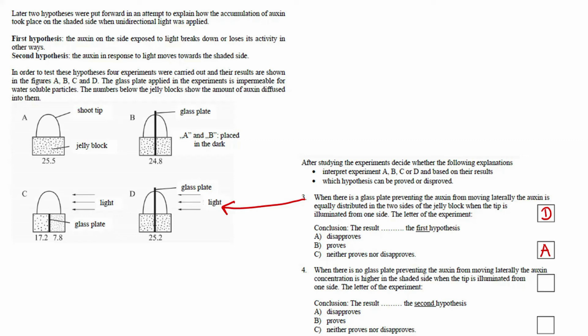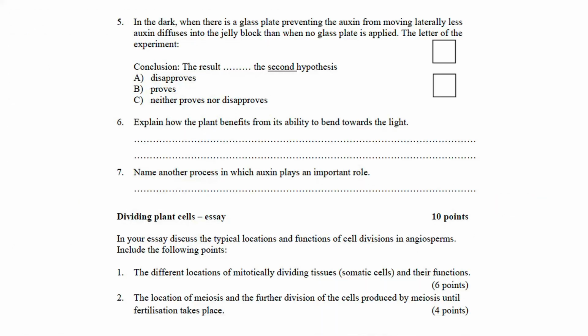Okay, when there is no glass plate preventing the auxin from moving laterally, the auxin concentration is higher in the shaded side when the tip is illuminated from one side. The letter of the experiment: we only have two options which are illuminated. Obviously the other one will describe this fourth scenario, so C will be the good answer. And then conclusion: the result disproves, proves, or neither proves nor disproves the second hypothesis, which states that auxin moves down the shaded side in response to light. And if you look at these numbers, you can say that it proves the second hypothesis, so B will come to this box. Moving on.